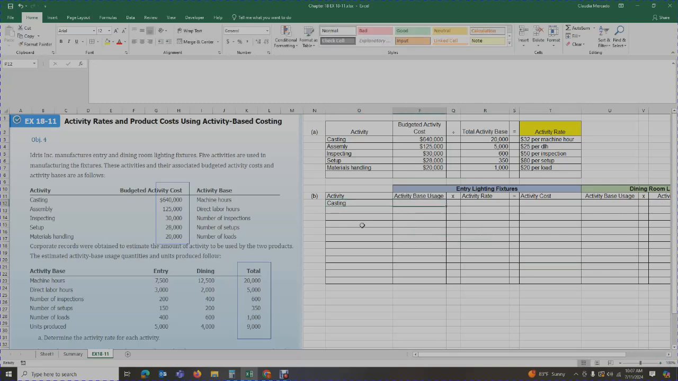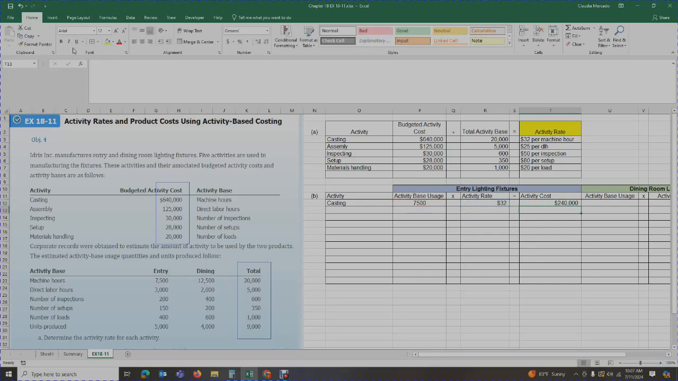For casting, we're going to look at only the entryway information here. My activity-based usage is 7,500 for the entryway for casting, and casting is machine hours. So we're looking at machine hours down here, 7,500. And my activity rate for casting is $32. So my activity cost is my activity rate times my activity-based usage. That will give me $240,000.